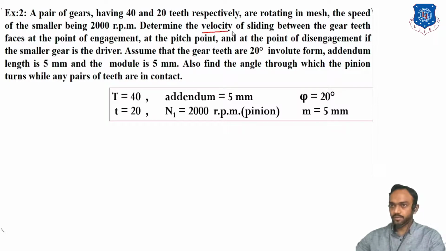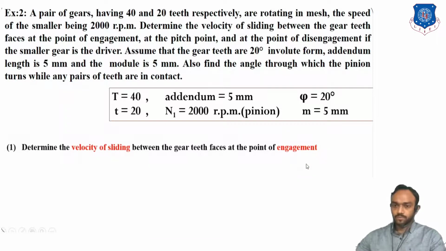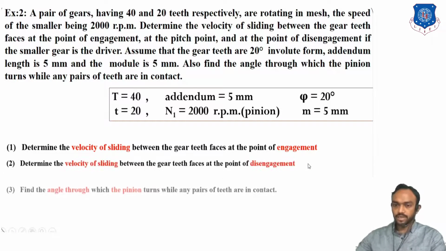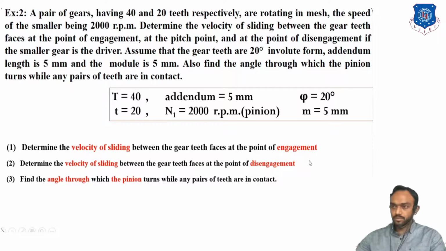So first of all, I have also shown you that we have to first find the velocity of sliding between engagement and disengagement. So we have to find the sliding velocity at engagement and disengagement, and the angle turned by the pinion. Okay, so let's start.